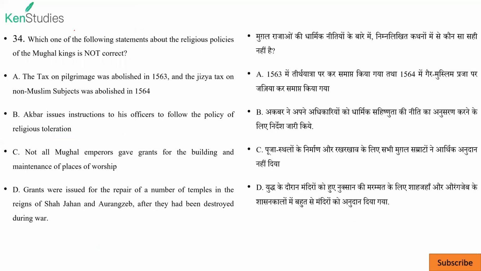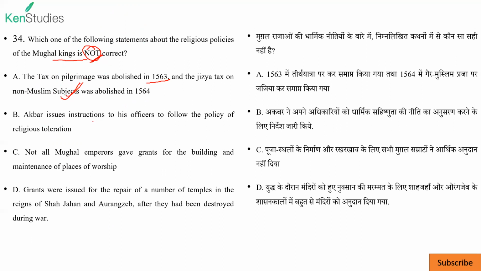Question number 34. Which one of the following statements about the religious policies of Mughal kings is not correct? It is asking for the not correct one. So the first statement: the tax on pilgrimage was abolished in 1563 and the jizya tax on non-Muslim subjects was abolished in 1564. Yes, this statement is correct, but we are asked for the not correct one. So it is not the answer.